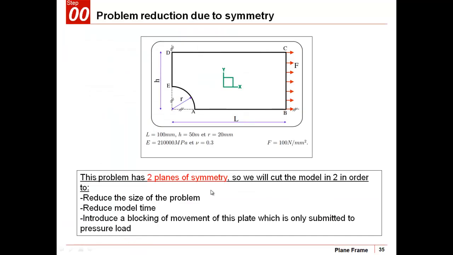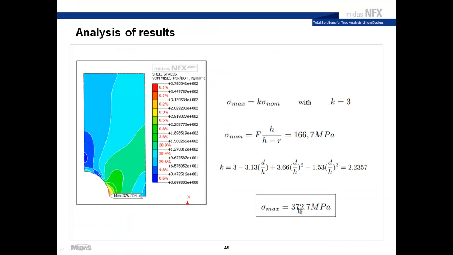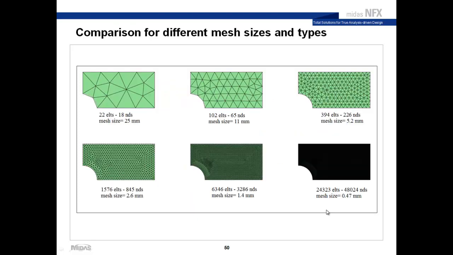Now, if we come back to the results, you see the theoretical results we should have found for this analysis is around 372 megapascal. So it is exactly what we found this time. But what I should say is that this result is very, very depending on the mesh size and the type of mesh you're using. So this is why I made a comparison between different type of meshes.